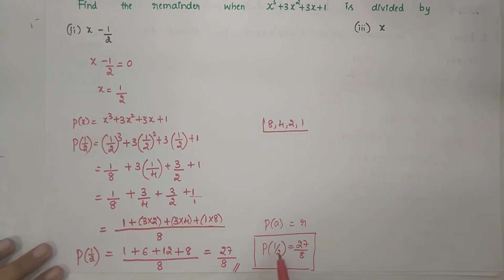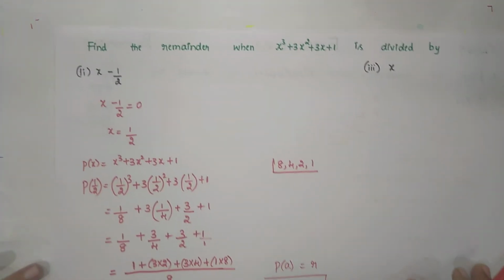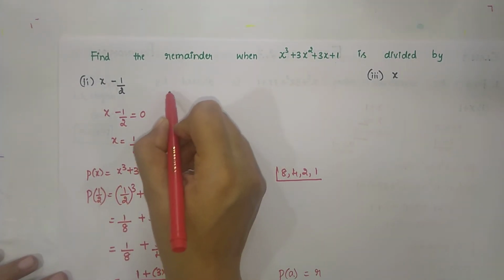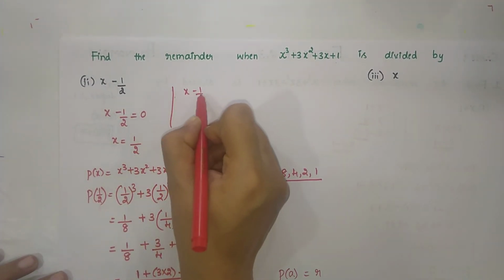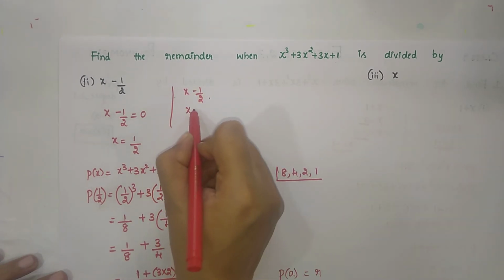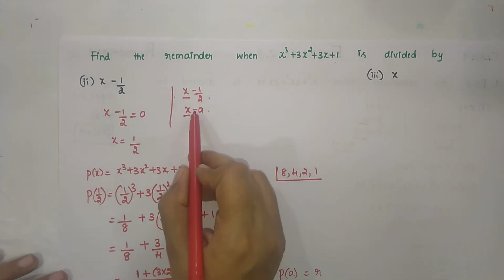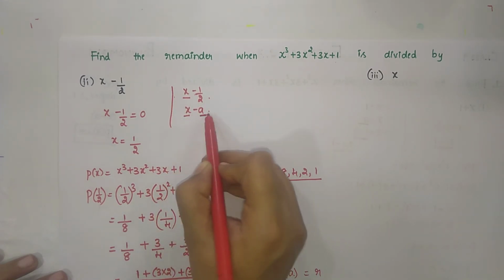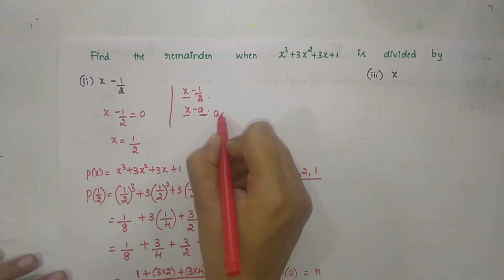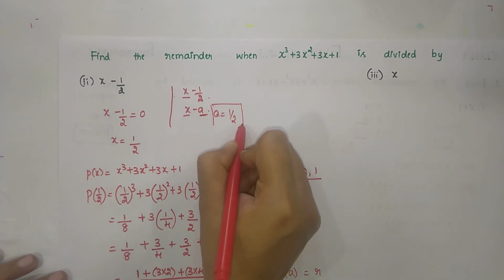And here a, 1 by 2, is nothing but the value of a, that is x. And again here also you can do like this: x minus 1 by 2 is given and it is in the form of x minus a. So directly in the place of x and minus it is as it is, and in the place of a we have 1 by 2. So it is nothing but a is equal to 1 by 2.